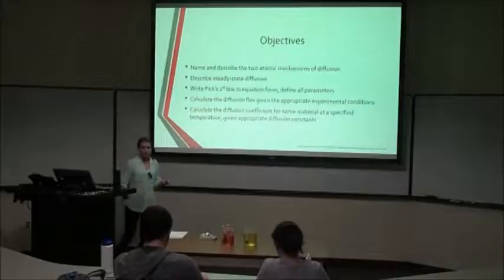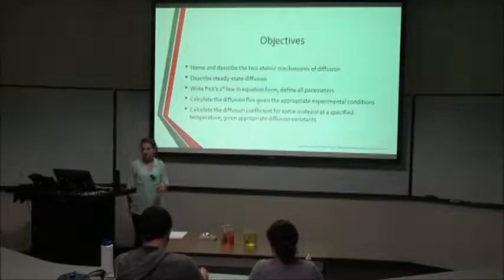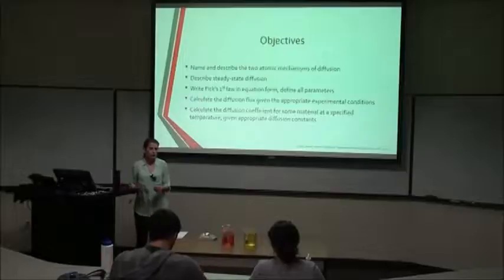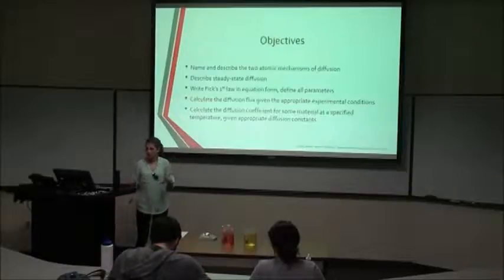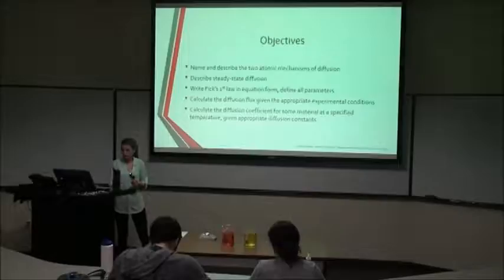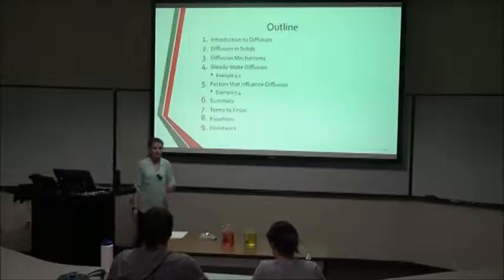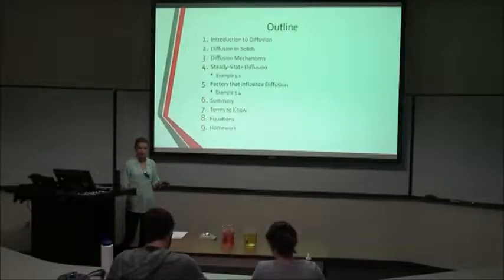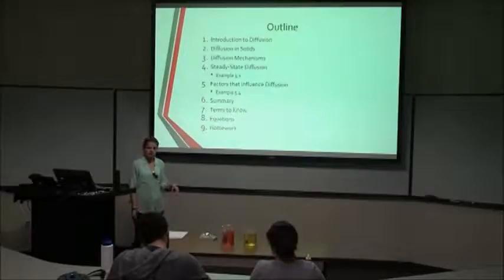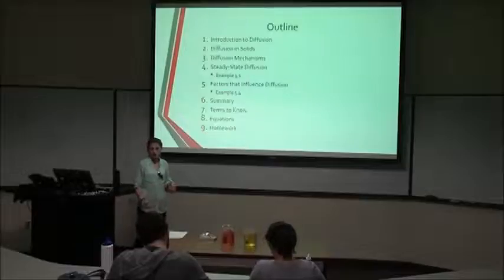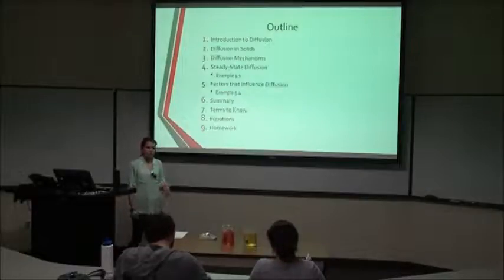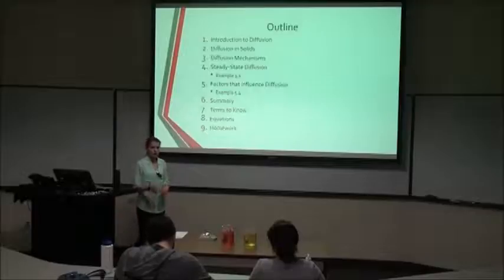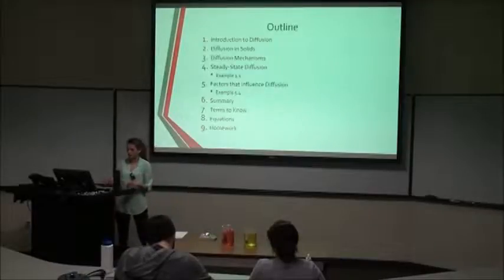So these are the main objectives that you should be able to complete by the end of today's class. They'll be really important for the exam, so at the end of class, make sure you understand all of these concepts. We're going to give a brief outline of what we're going to do today in class. First, we're going to do an introduction to diffusion, then move on to diffusion in solids, the different mechanisms by which diffusion occurs, what steady-state diffusion is with an example, and the factors that influence diffusion. Then we'll sum everything up and take a look at what the homework problems are.